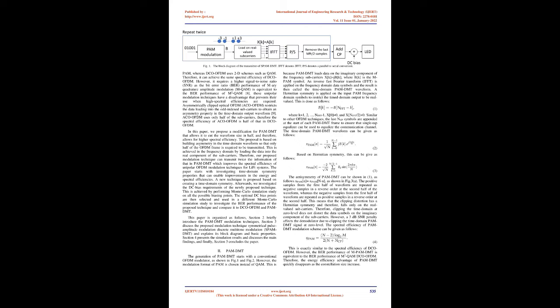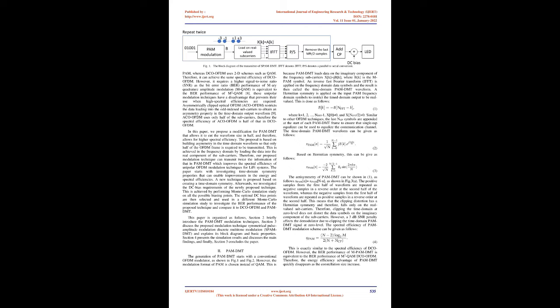Asymmetrically clipped optical OFDM, ACO-OFDM, restricts the data loading into the odd-indexed subcarriers to obtain an asymmetry property in the time domain output waveform [9]. ACO-OFDM uses only half of the subcarriers, therefore the spectral efficiency of ACO-OFDM is half of that in DCO-OFDM.